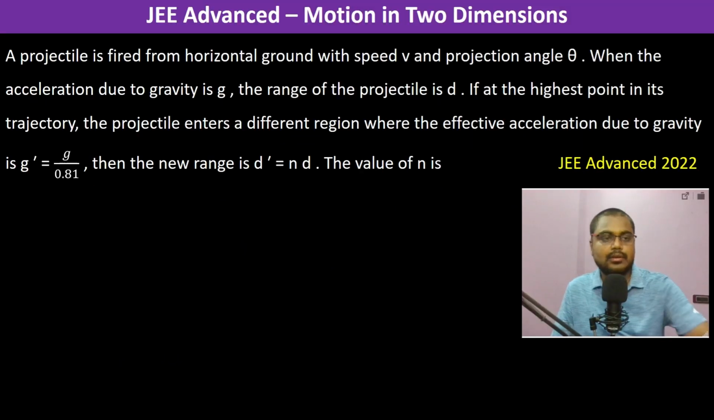So 40 is the answer. Thank you. A projectile is fired from horizontal ground with speed v.